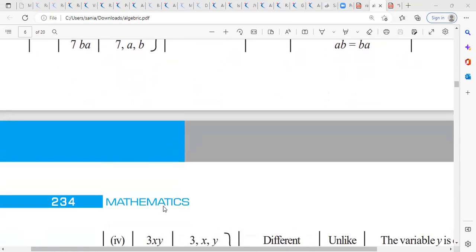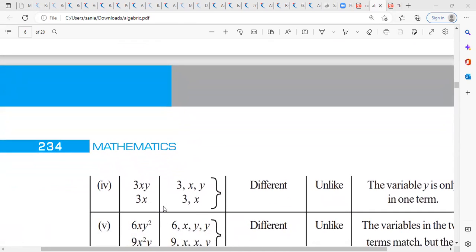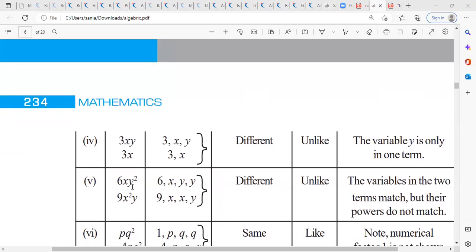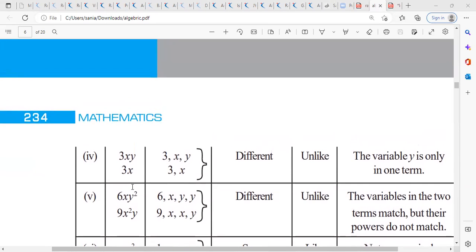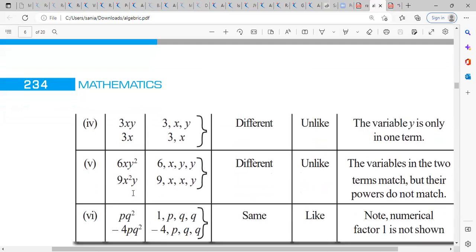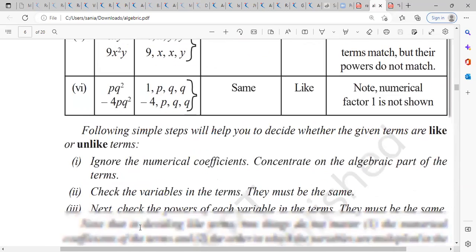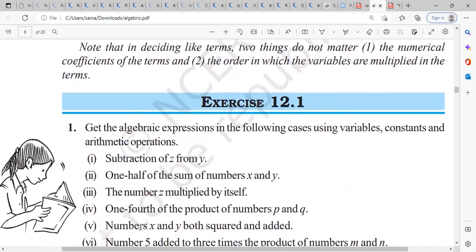Okay. Fourth one. Fifth one. Like? No, ma'am. Unlike. Yes. Why? Because it is XY square and it's X square Y. So it's a difference, right? X square and Y square. Yes, ma'am. And then the sixth one? Ma'am, like. Yes. Why? It's PQ square and it's again PQ square. Okay. Yes, ma'am.